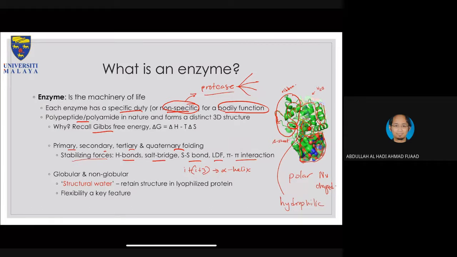Salt bridge, of course, if you have polar charged residues, you have salt bridges. You have disulfide bonds between cysteines, an S-S bond. We have van der Waals dispersion force and pi-pi interaction that comes from hydrophobic residues. So basic. Again, you need to know this because normally when I do my exams or quizzes, I expect that the basic information from the second year is carried over to your third year. I'm not going to do anything separately, because otherwise it will just be repetition. So I'll just go into a bit more detail.